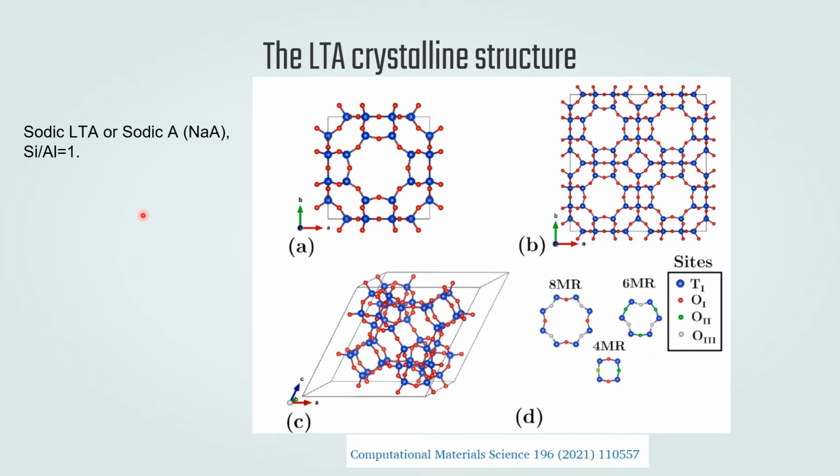According to the IZA database, this is the unique cell representation for the LTA zeolite. The problem is that from this, it is not possible to construct a Löwensteinian configuration for the sodic A zeolite. If one wishes to do so, one would have to construct a supercell by expanding this cell 2 times in all 3 directions. Here, the expansion of this unit cell is sketched in just 2 directions.